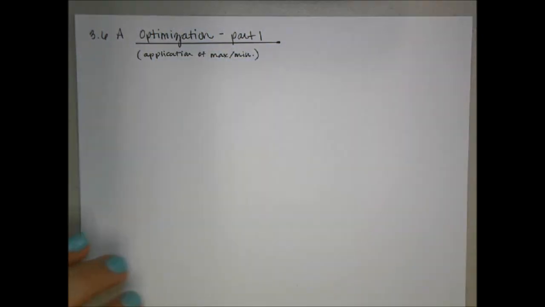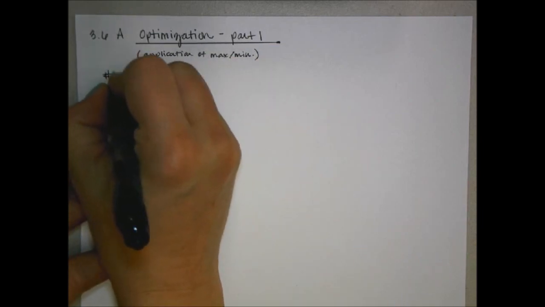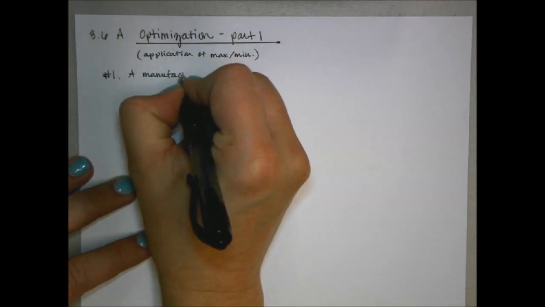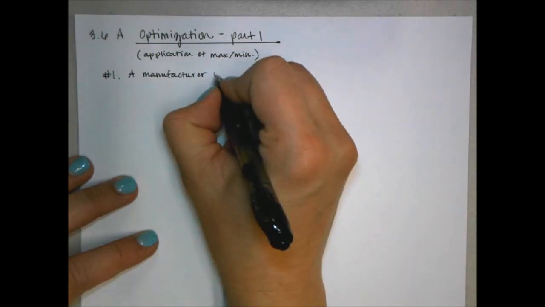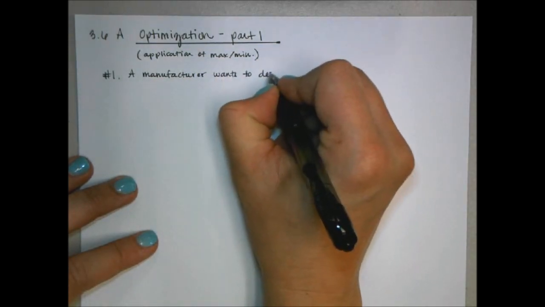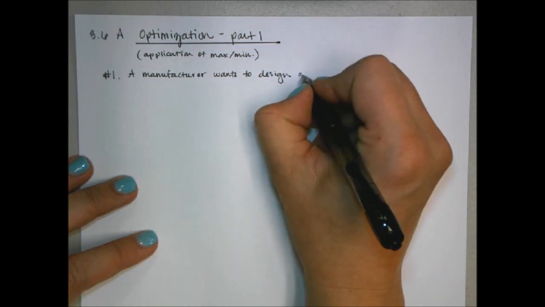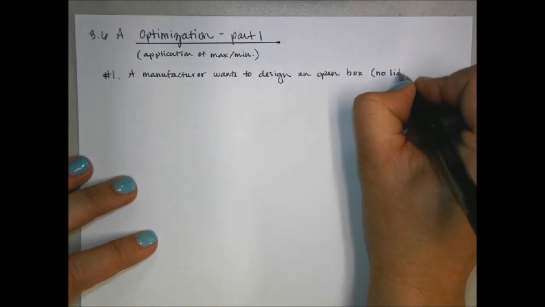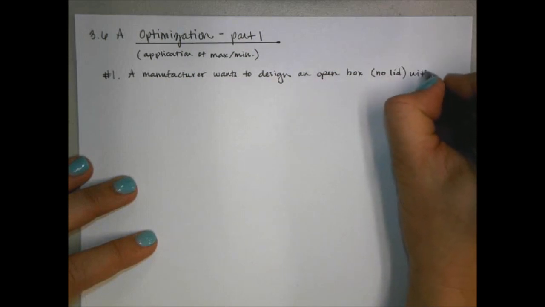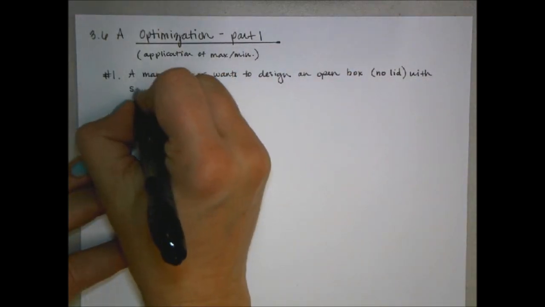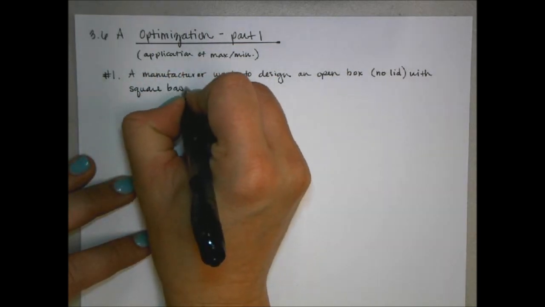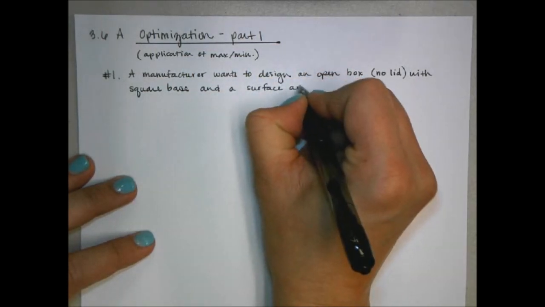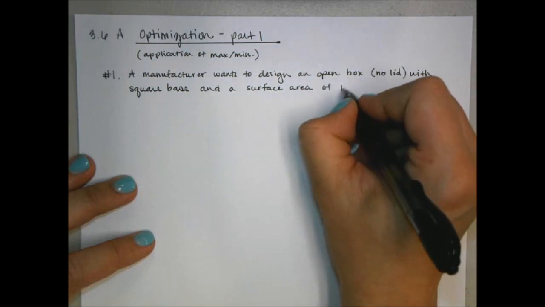All right, so these are a type of word problem. So we're going to start by writing that out. We have a manufacturer who wants to design an open box, which means there's going to be no lid. It needs to have a square base, and a surface area of 108 square inches.